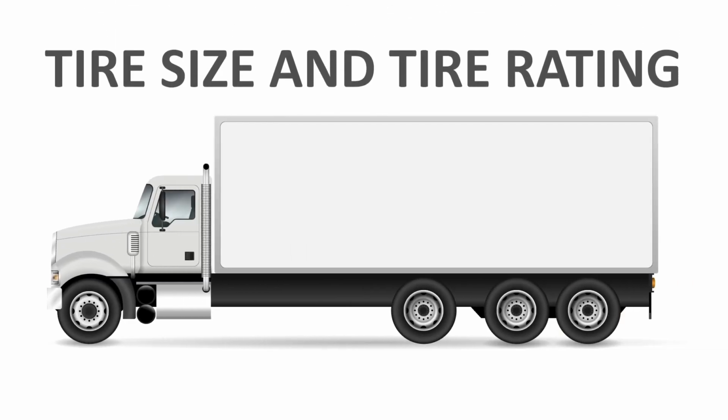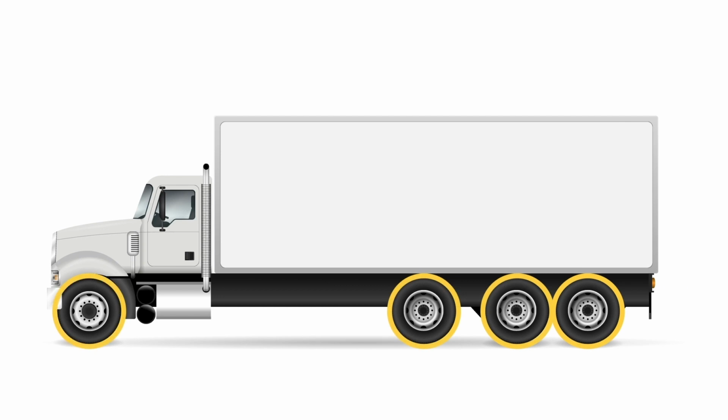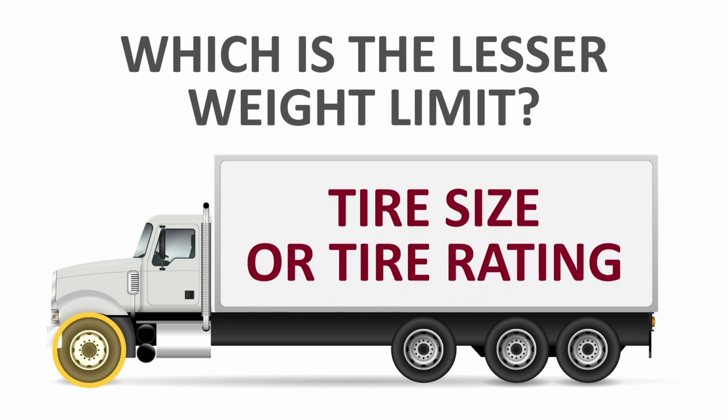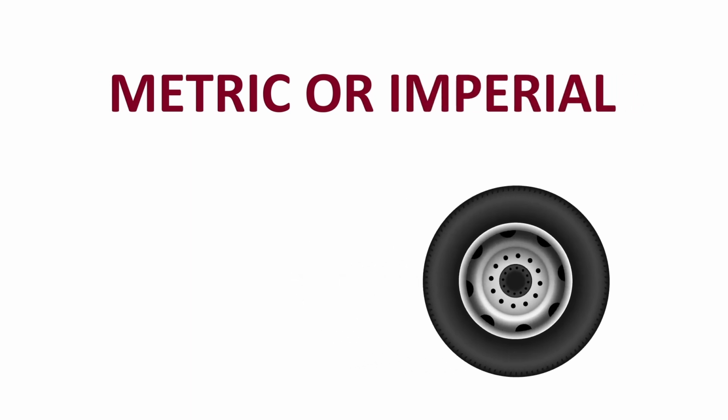Vehicle weight limits are regulated by the number and positioning of tires, wheels, and axles. For example, a vehicle with single tires on an axle, such as the steering axle, will be determined by which is the lesser weight limit, tire size or tire rating. The tire size and rating can be found on a truck's tires in either metric or imperial.